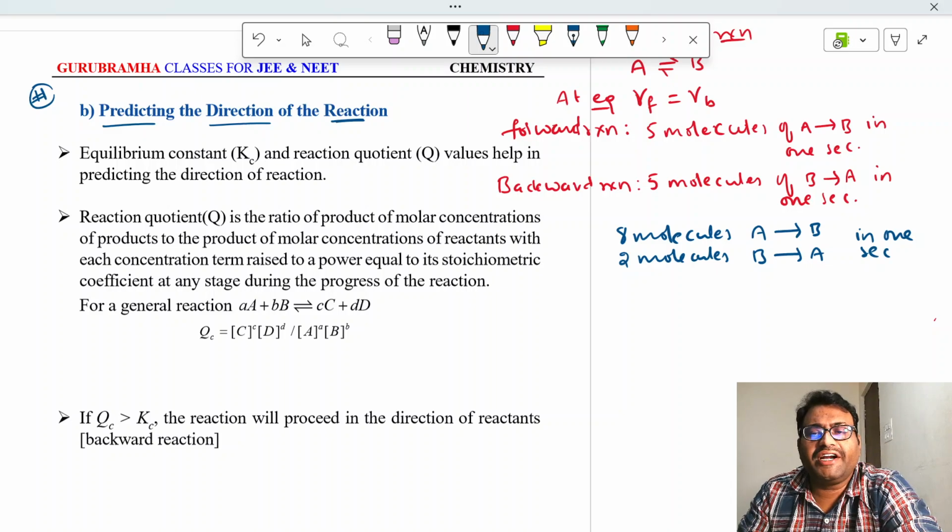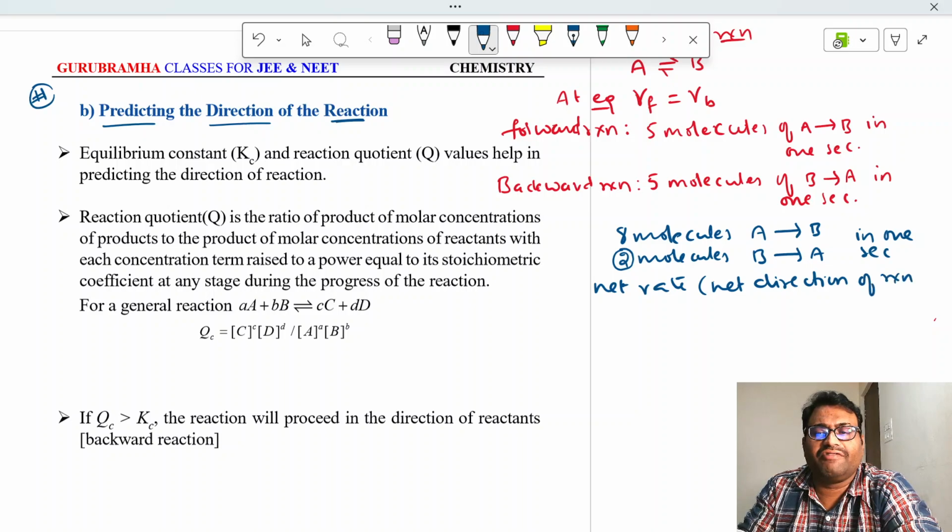Now, whose rate is more? A to B is more. Does it mean that B is not converting into A? Yes, B is also converting into A. That means products are converting into reactants. So is the net rate in the forward direction or backward direction? For the backward reaction, 2 molecules are converting into reactant, whereas in the forward reaction, 8 molecules are converting. So the net direction of reaction will be forward, because here 8 molecules.